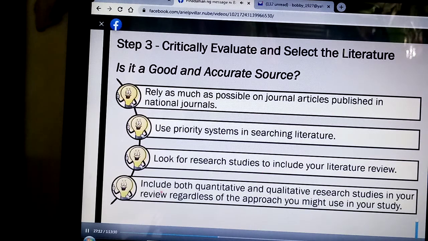Then, sabi nga, include both quantitative and qualitative research studies in your review of related literature. Wala namang problema, no? You don't discriminate. Kahit quantitative yung study mo, pwede ka pa rin kumuha ng RRL or RRS na qualitative. Or, kung qualitative yung paper mo, you can still search for quantitative or mixed method sources in your RRL saka RRS.